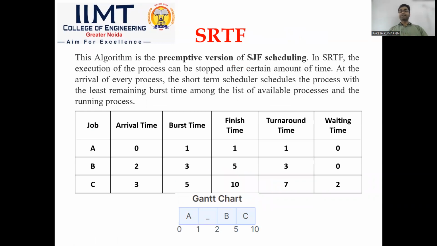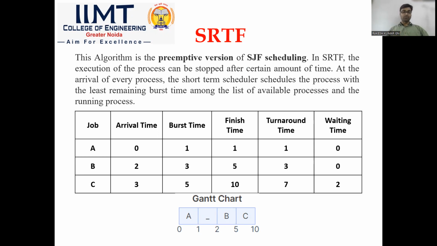Now the third one is SRTF, or shortest remaining time first. It is the preemptive version of the SJF algorithm. Preemptive means that if a process has a shorter remaining time than the currently executing process, it will take the resources that are already held by the other process.